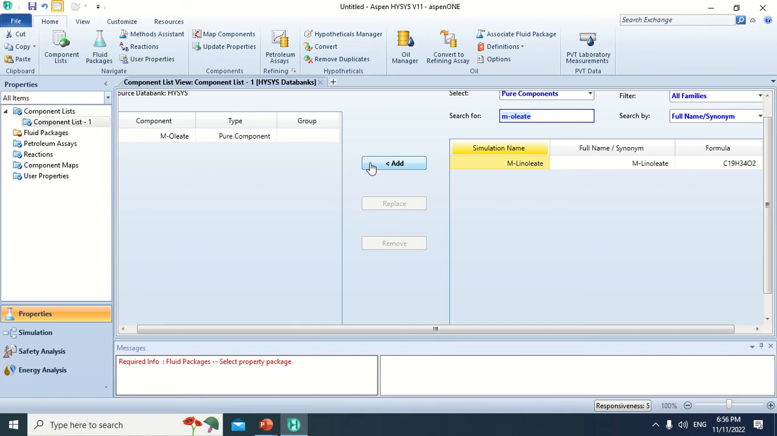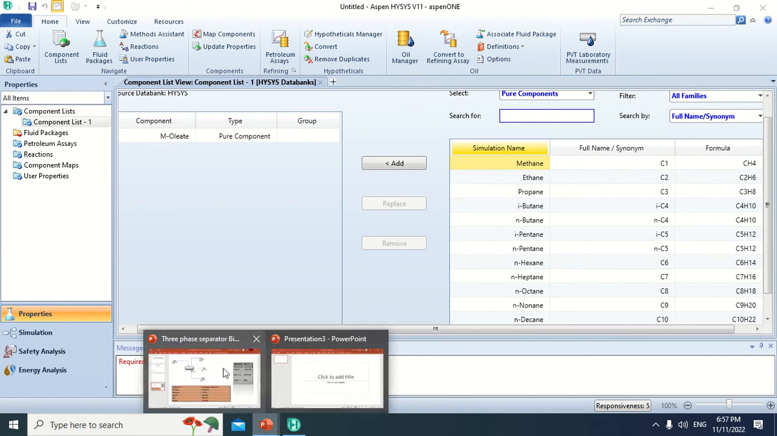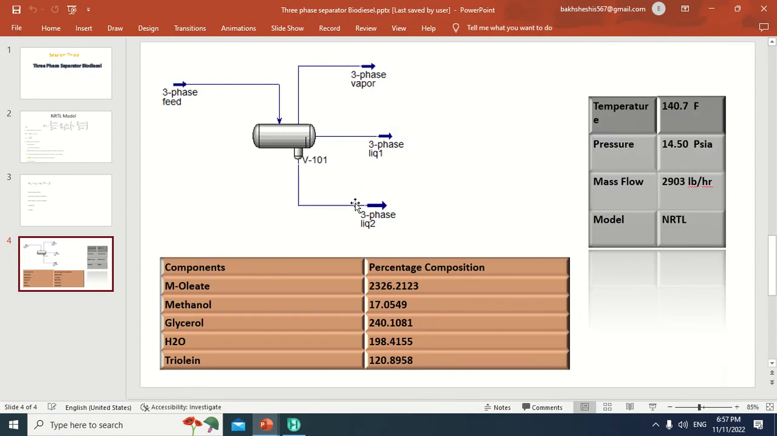Also, the demand for it in metalworking industries has increased as a lubricant and as a cleaner and degreaser. Yes, cleaner and degreaser. And now I'm going to add the other component. What is the other component? Yes, methanol.